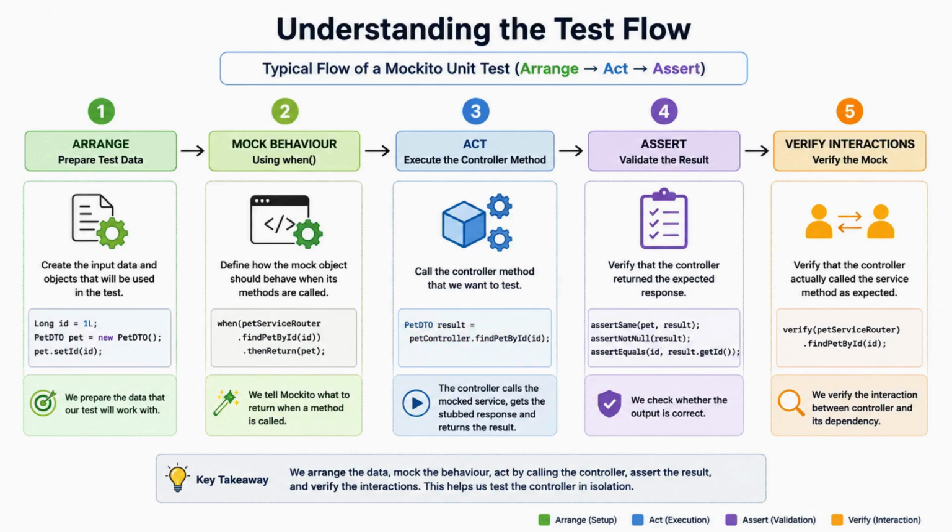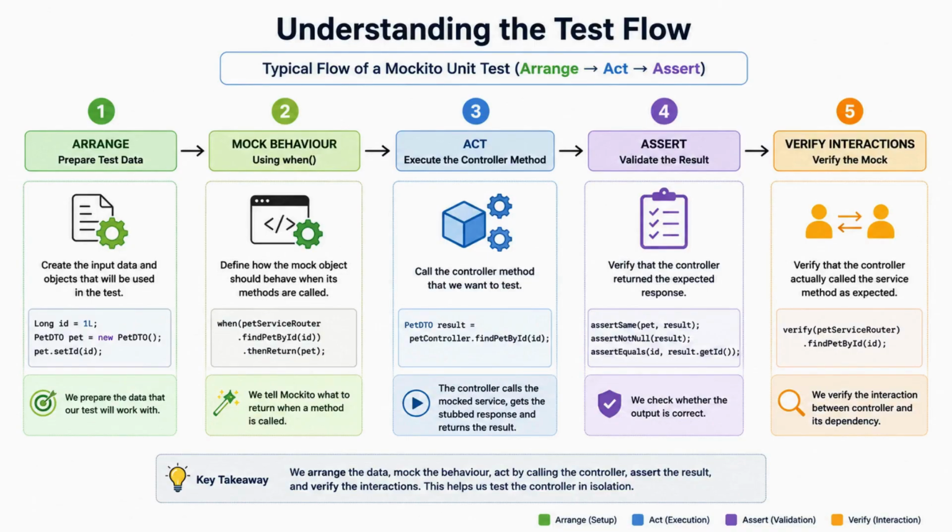The fourth phase is assertions. Next, we validate the result using assertions. This checks whether the controller returned the expected object. You will also notice other assertions like assertEquals and assertNotNull, so we can use other assertions based on our requirements. Each assertion validates a different part of this response.